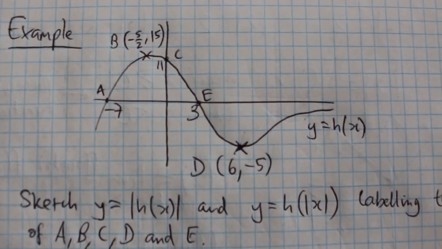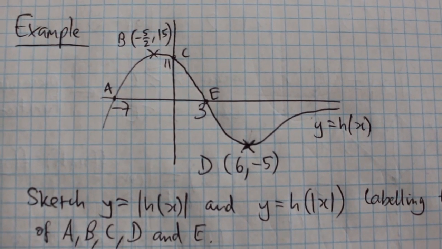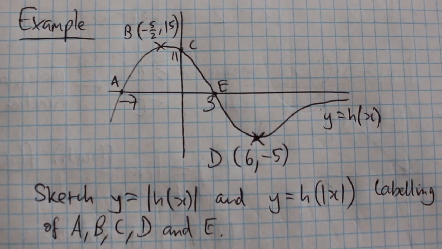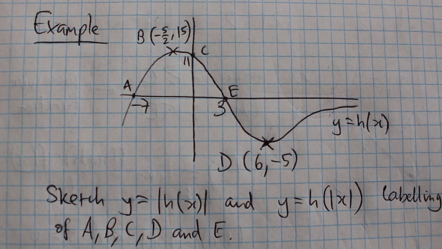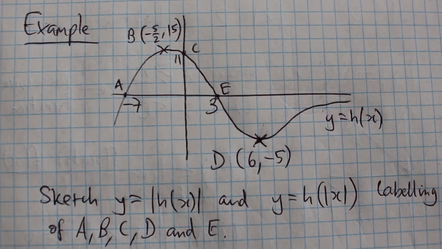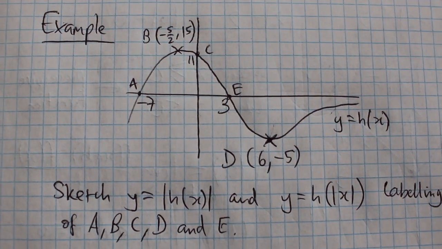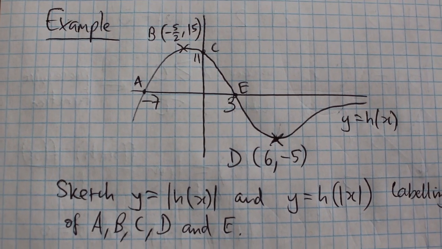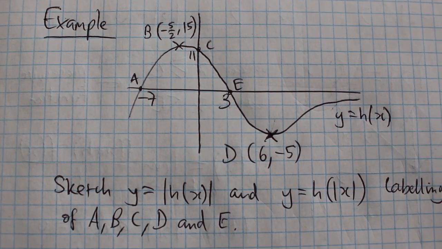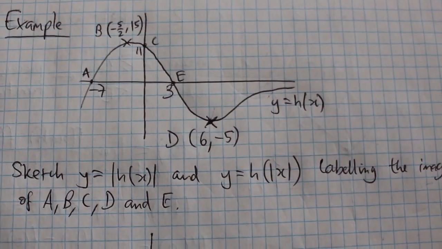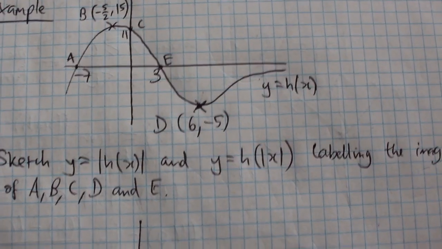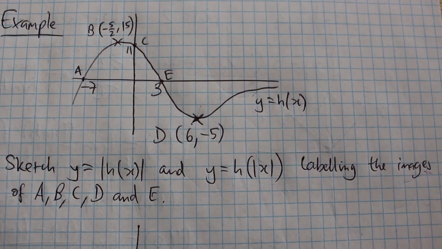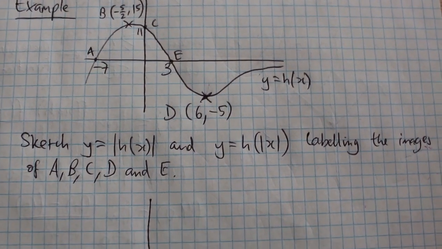We're now going to do one final example. We have this graph here. We don't know what sort of equation this graph has, but we're given several points on the graph. We're given where it crosses the coordinate axes and the local minimum and local maximum. And we're asked to sketch y equals the modulus of h of x and y equals h of the modulus of x, labeling the images of the points A, B, C, D, and E.